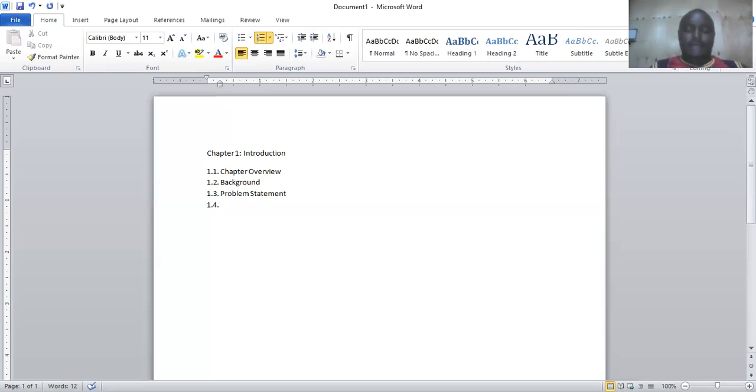In the fourth subsection, you provide the research aim. So in this case, what is the aim of your project? Just be specific. In one or two lines, you state the aim of your research. In the fifth subsection, you talk about the research objectives. You can state the research objectives or research questions.